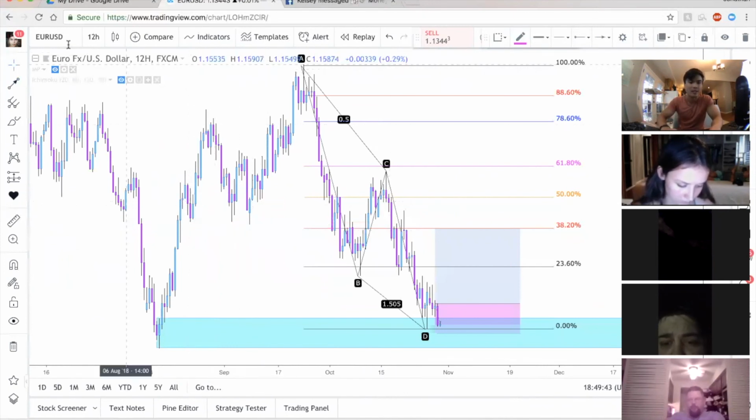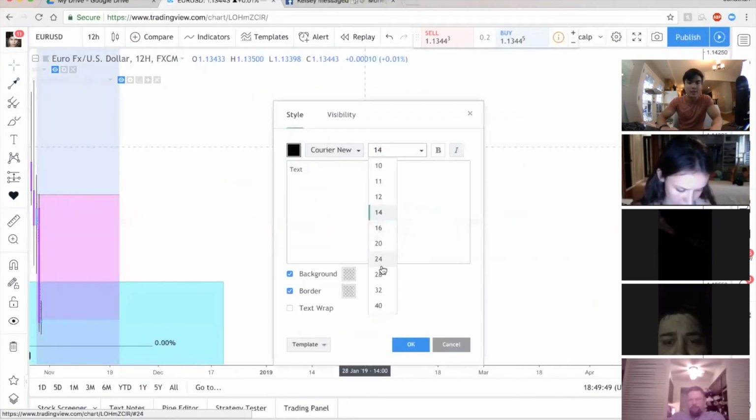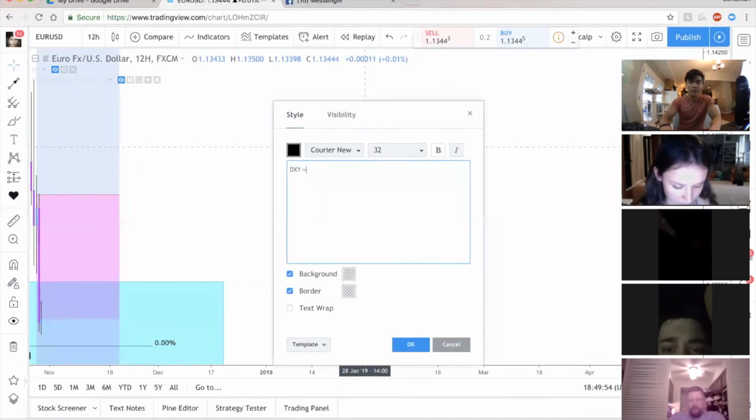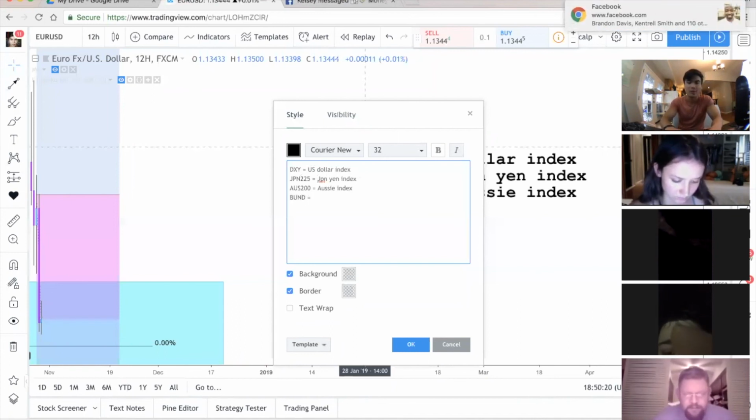So more indexes, I'll write these down so you guys can write them down. Make this text nice and big so you can see them. DXY is the US dollar index. JPN 225 is the Japanese yen index. The Oz 200 is the Australian dollar index. Bund is basically Europe's index.